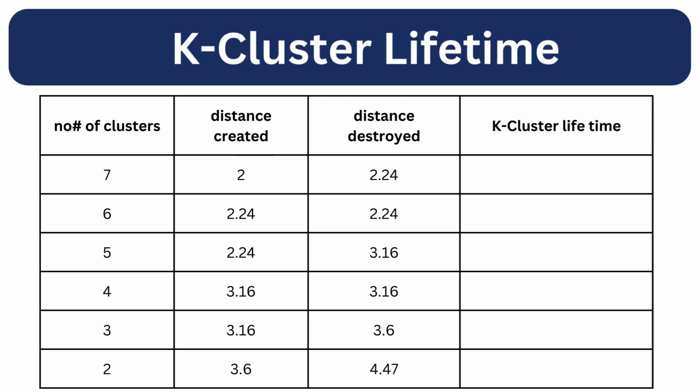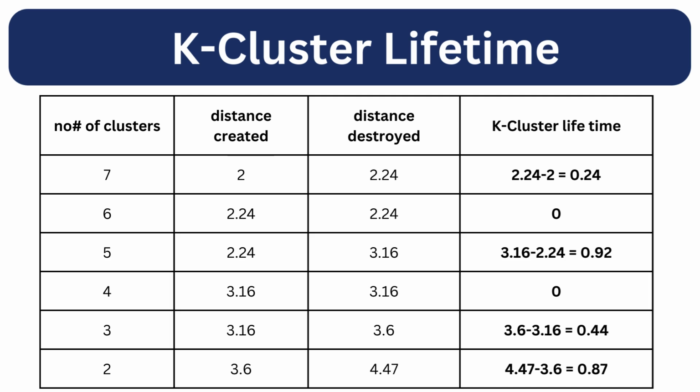So we had 7 clusters at a distance of 2, and at a distance of 2.24, the clusters became 6. So 7 clusters survived between 2 and 2.24. Similarly, 6 clusters were created at distance 2.24 and then they were destroyed at the same number. And at the same number, 5 clusters emerged and they were destroyed and converted to 4 clusters at distance 3.16. To compute the k cluster lifetime, we will subtract the distance created from the distance destroyed.